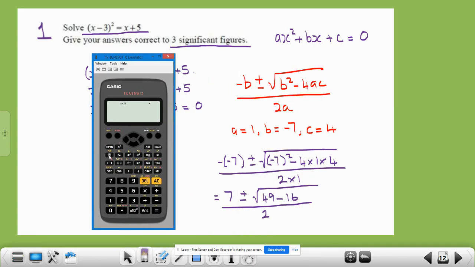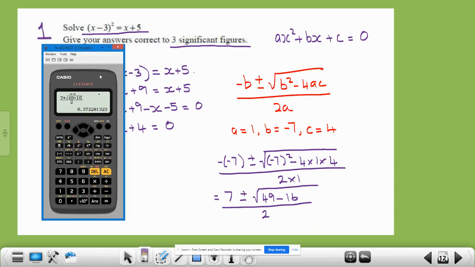So we must remember to start with the fraction button, and then 7, and let's start with positive. So we're going to do plus square root of 49 minus 16, and then move it down and put 2 in the denominator, equals, and then we'll hit SD to give us the value as a decimal because we want it to three significant figures.